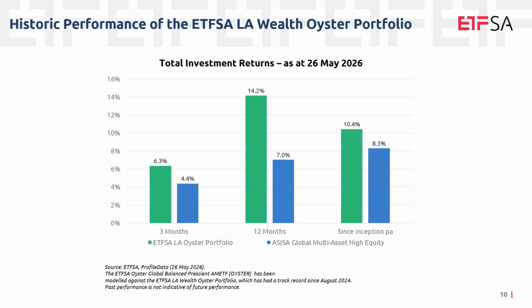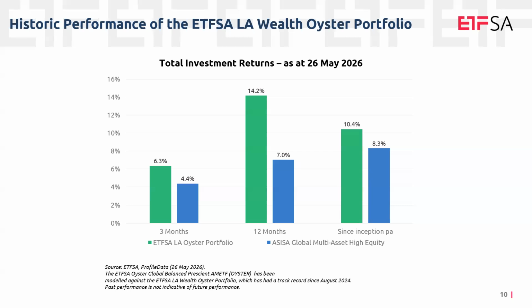But what I can tell you is this Oyster strategy is one which we've been running inside our living annuity since August last year. So it's been running for almost 2 years. And we are applying exactly the same strategy that we've got for the LA Oyster portfolio in this Oyster actively managed ETF. And so what I'm showing you here is the performance of the LA Oyster portfolio. We don't have and we can't show you longer dated history of the Oyster ETF. But this is exactly the same strategy that we've got there.